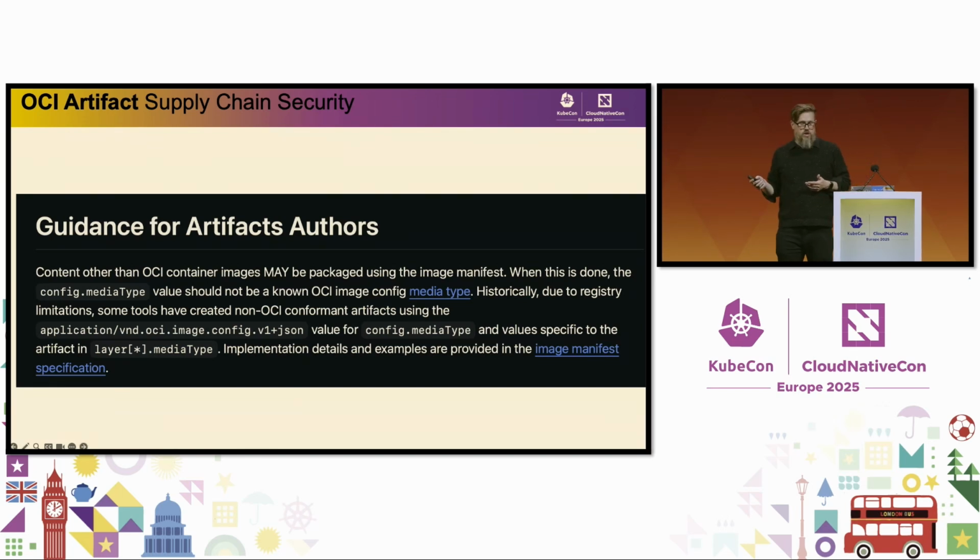These could be things like Helm charts. They could be Flux configurations. They could be SBOMs. They could be vulnerability reports. Practically anything can get pushed to a registry. There are a number of tools that can do this if it's an OCI compatible registry. ORAS is one that we're going to take a look at today.